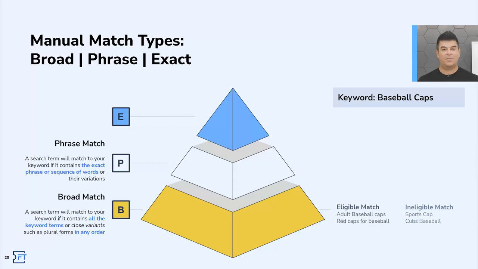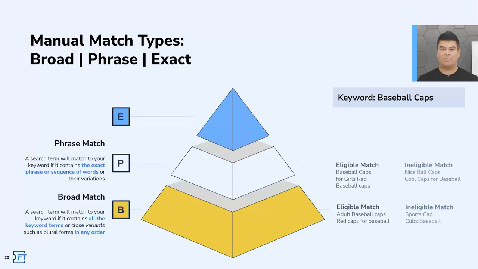Now, phrase match, again, is just slightly different in that the sequence has to be there for that phrase. So that search term has to match to the keyword if it contains the exact phrase or sequence of the words or their variations. So let's look at the eligibles for that: baseball caps for girls red. Now, baseball caps for girls red is eligible because baseball caps is there next to each other. For girls red is just the variation of that. Or girls red baseball caps you could even do, or red baseball caps. Baseball caps is next to each other, so it's eligible for this particular match.